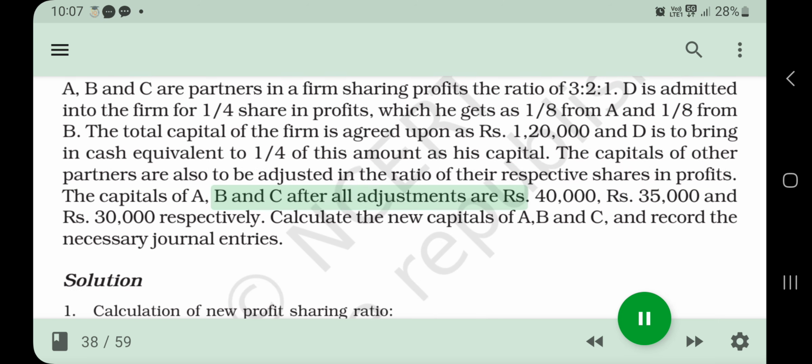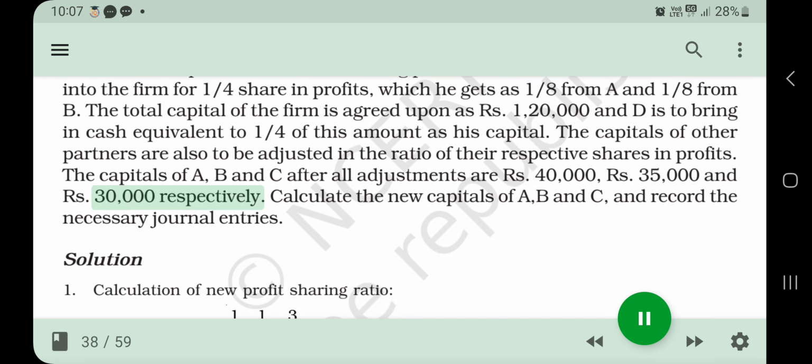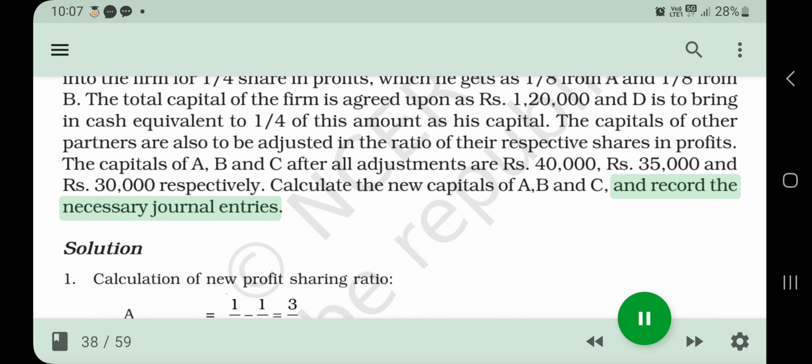The capitals of other partners are also to be adjusted in the ratio of their respective shares in profits. The capitals of A, B and C after all adjustments are Rs. 40,000, Rs. 35,000 and Rs. 30,000 respectively. Calculate the new capitals of A, B and C, and record the necessary journal entries.